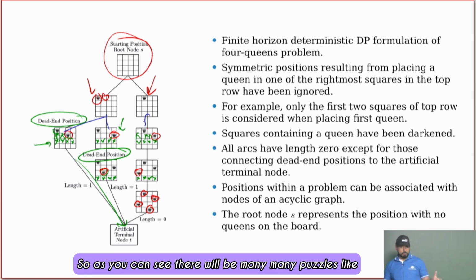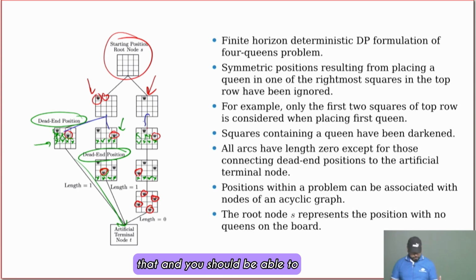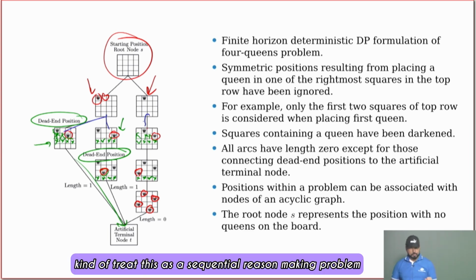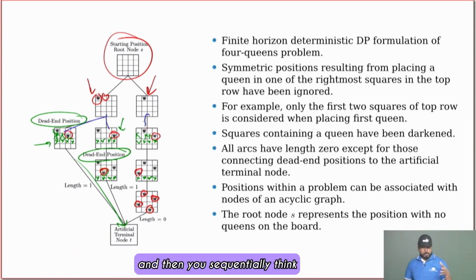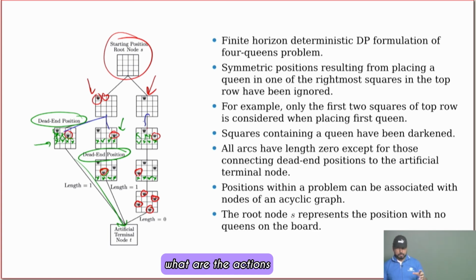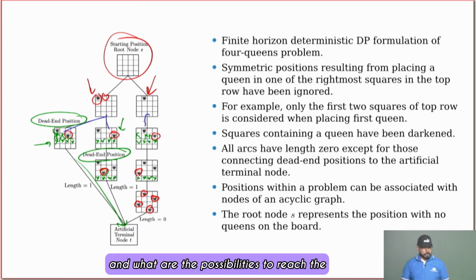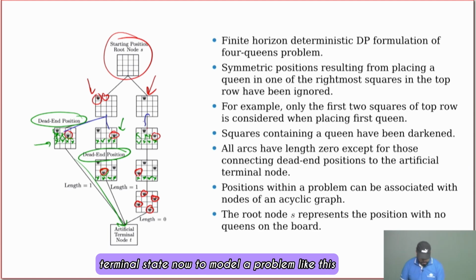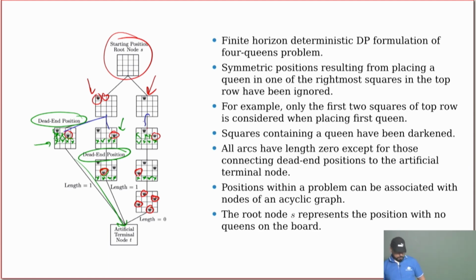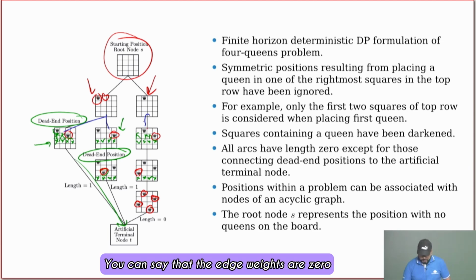As you can see, there will be many puzzles like that, and you should be able to treat this as a sequential decision making problem, where you start from one state and then sequentially think about what actions you are supposed to take and what the possibilities are to reach the terminal state. Now, to model a problem like this, you can say that the edge weights are 0.